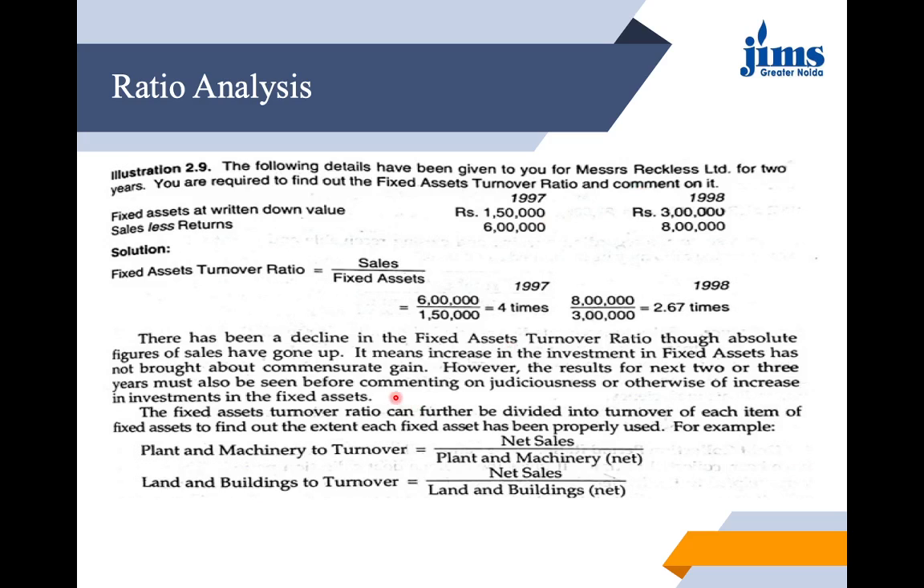And fixed assets turnover ratio can further be divided into turnover of each item of fixed assets to find out the extent each fixed asset has been properly used or not. So in that case, you can simply use it as per the particular asset. Like this one, plant and machinery turnover, the formula would be net sales upon the net plant and machinery, means after depreciation. Same way as land and building turnover, the formula would be net sales upon the net land and buildings. So it would go on like that.